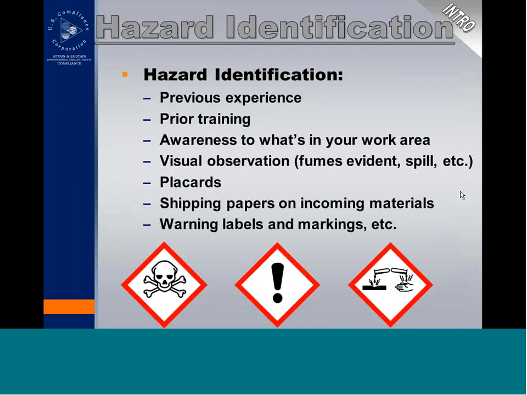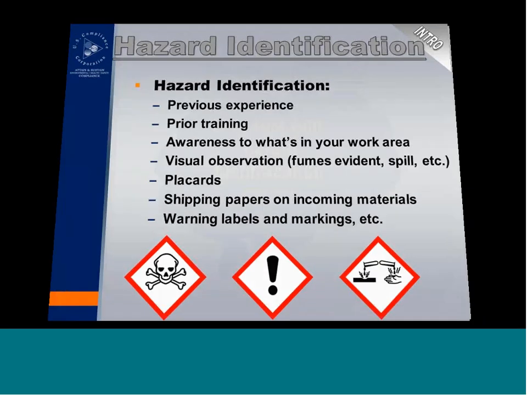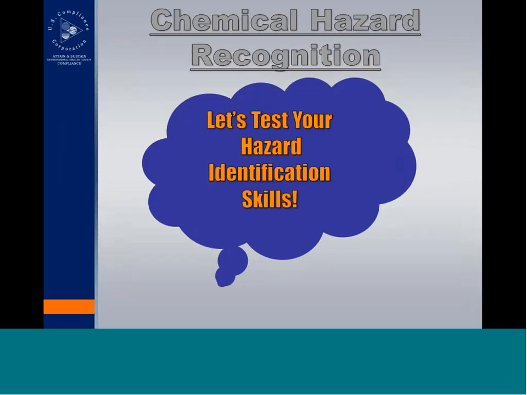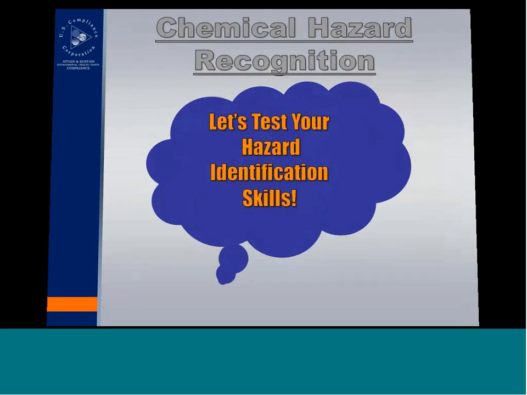Being aware of what's in your work area. Visual observation, such as, is there a chemical spill? Are there fumes coming off of a welding task? Placards, shipping papers, and finally warning labels are all tools that can be utilized to help identify hazards in your work environment. So let's test your hazard identification skills.